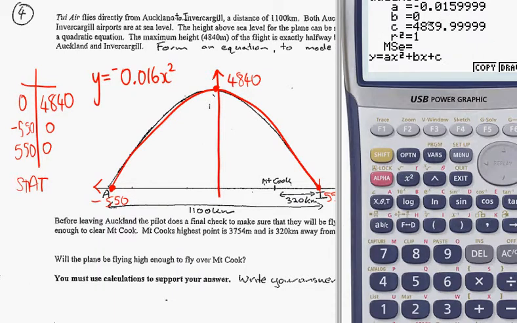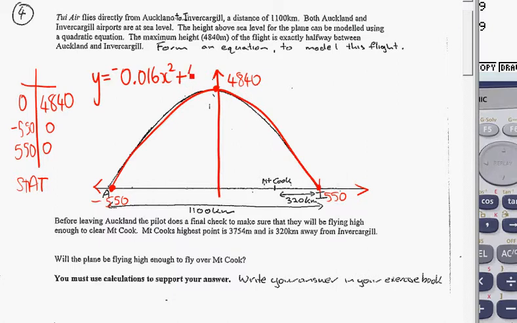You can see that b is 0, which means we don't need the middle term at all. And c obviously is meant to be 4840. It just sometimes depends how the calculators work those numbers out. Plus 4840, which is the y-intercept. So that's the equation of my curve.